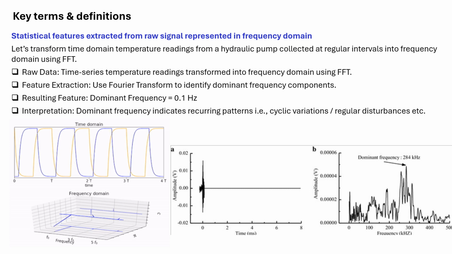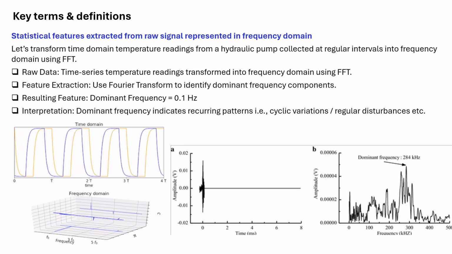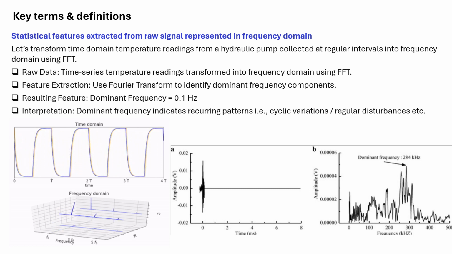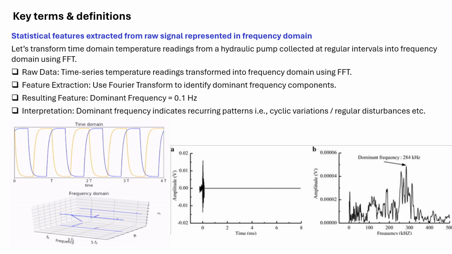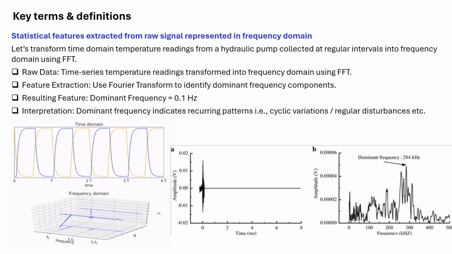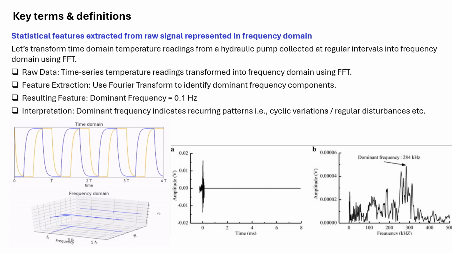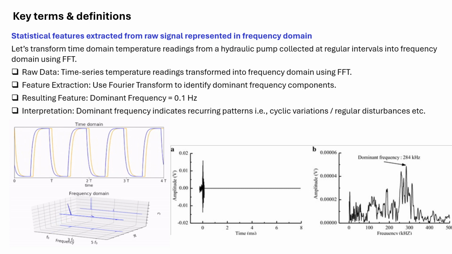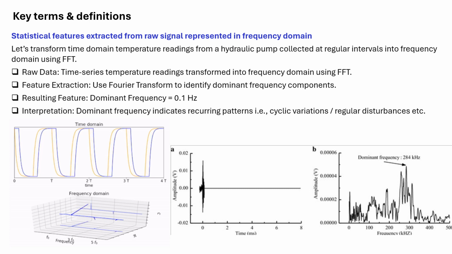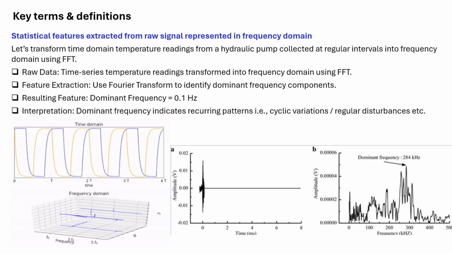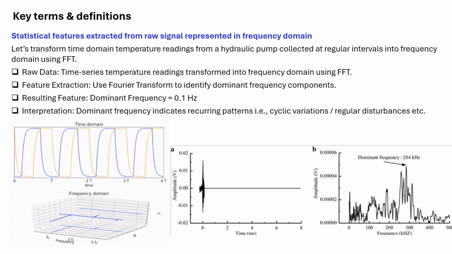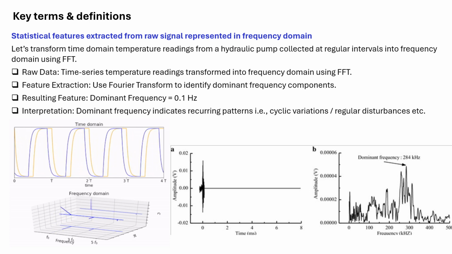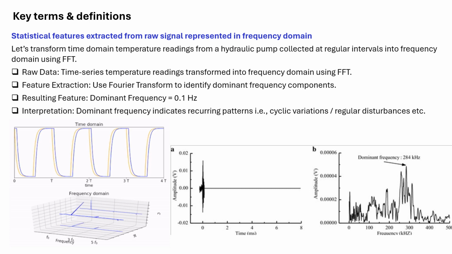This means that within the temperature readings, there is a prominent cyclic variation or regular disturbance occurring at a frequency of 0.1 cycles per second. So, the dominant frequency is 0.1 Hz. This dominant frequency of 0.1 Hz holds significant variations. This value indicates that there is a recurring pattern in the temperature readings, manifesting as cyclic variations or regular disturbances.